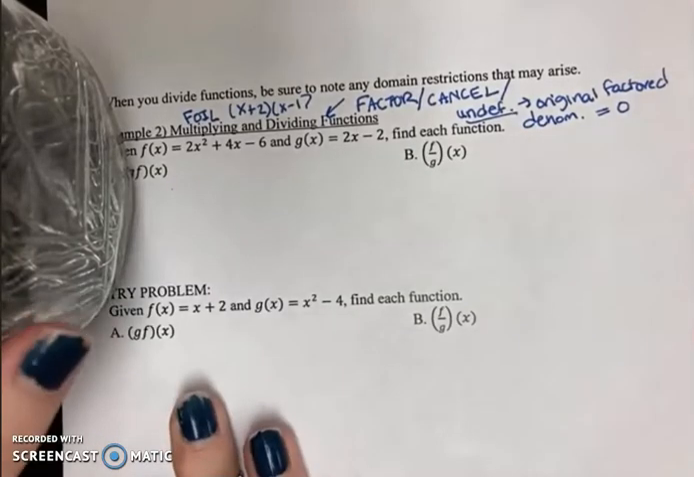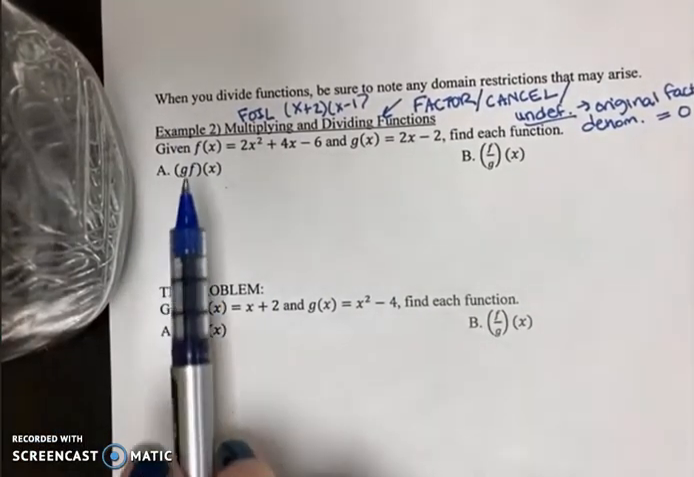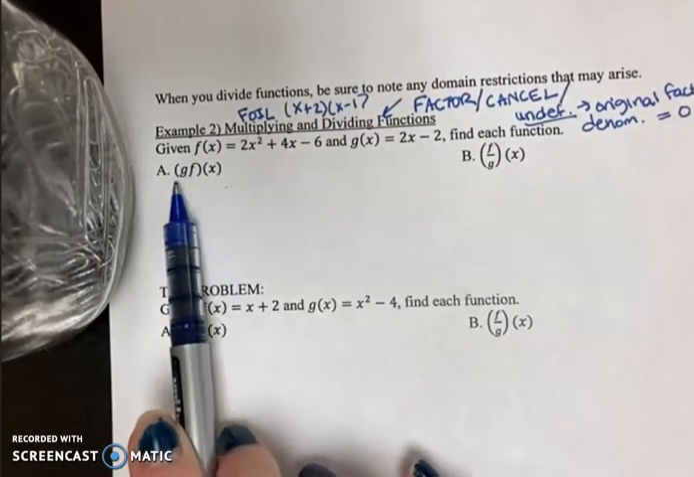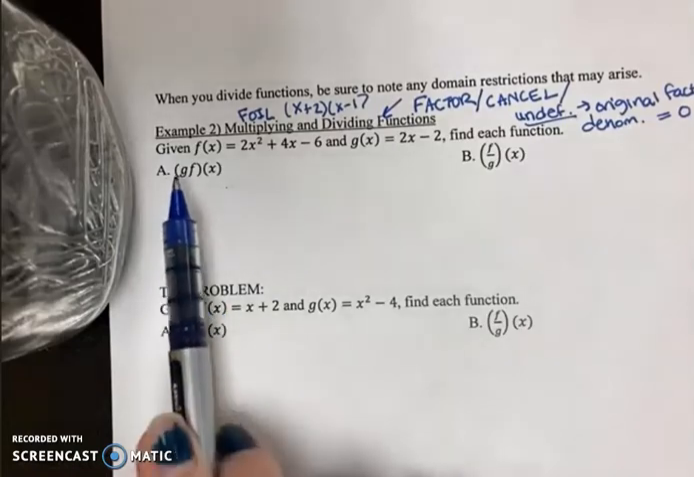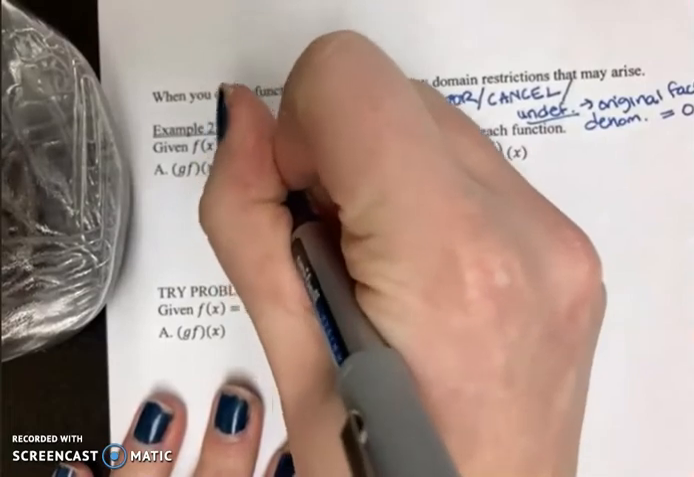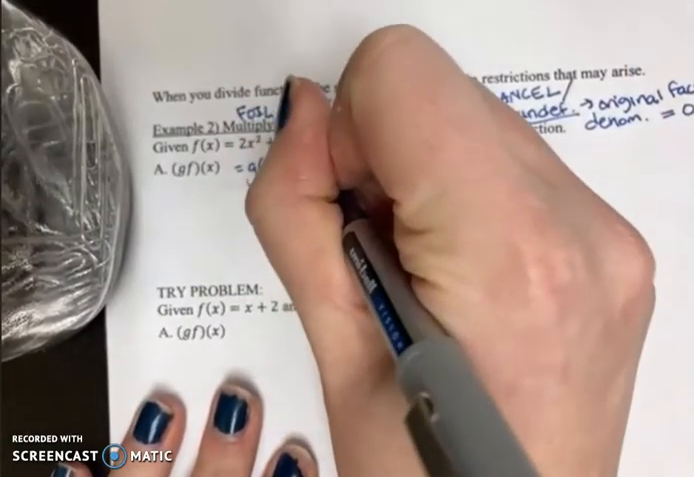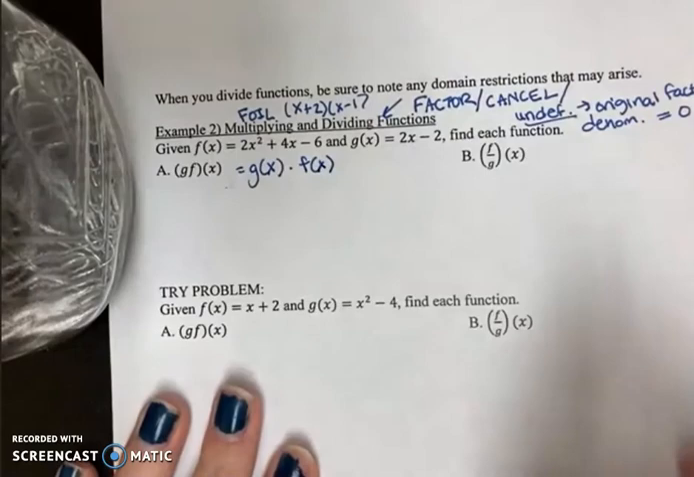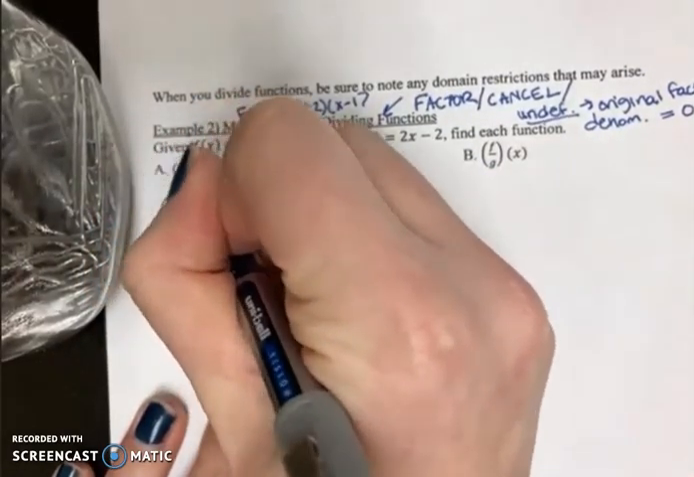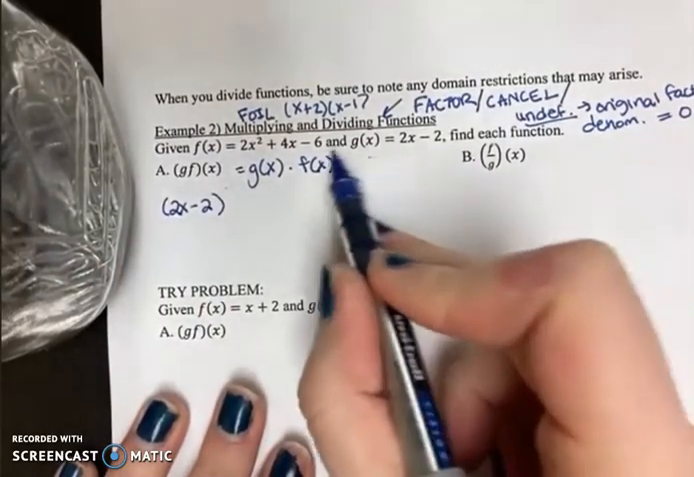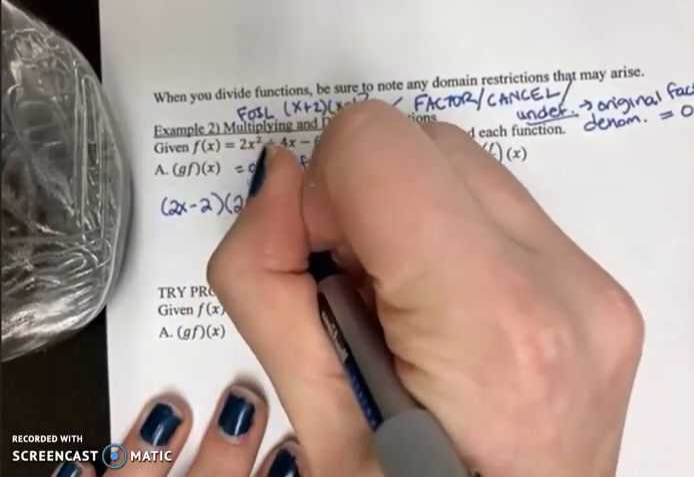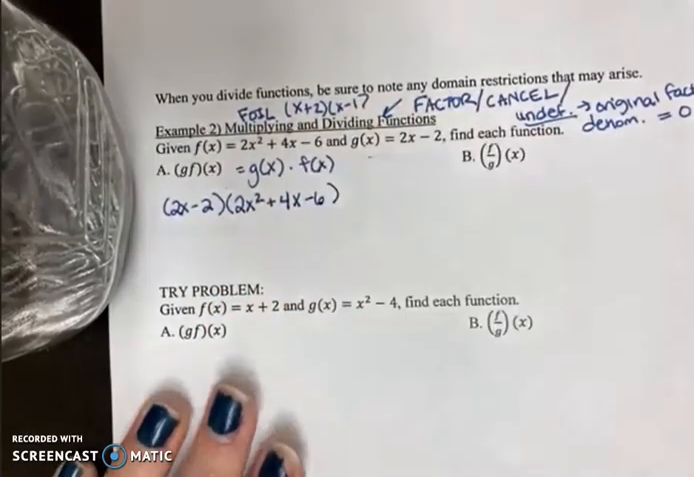Let's start with example 2, part A, where we're multiplying g of x by f of x. The order that it's written in matters. I must write the g first. So I'm doing g of x, and I'm multiplying that by f of x. My g of x function is right here. That's going to be 2x minus 2. And I'm going to multiply that by my f of x function, which is 2x squared plus 4x minus 6.